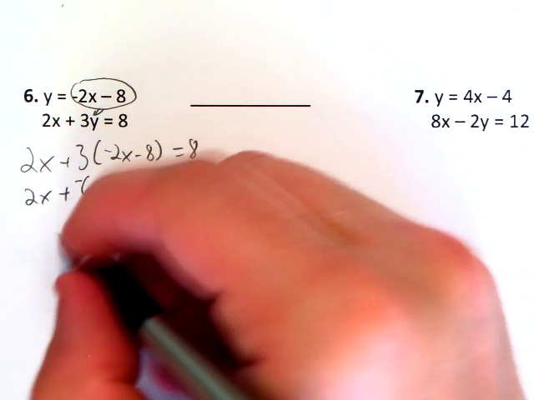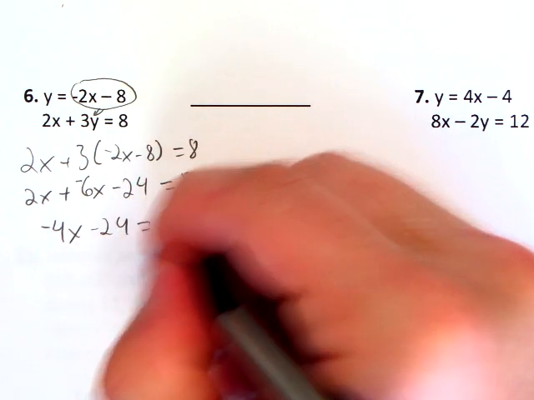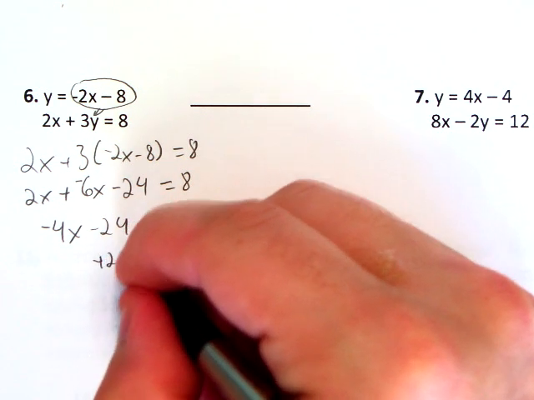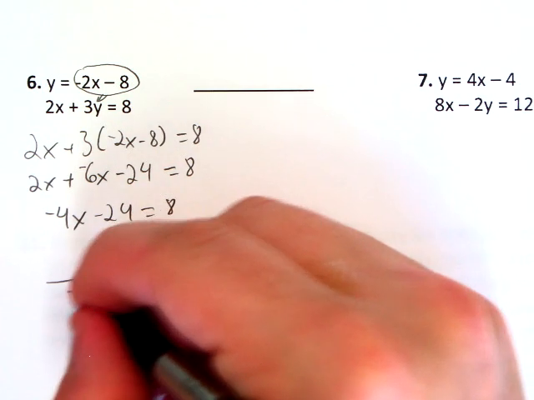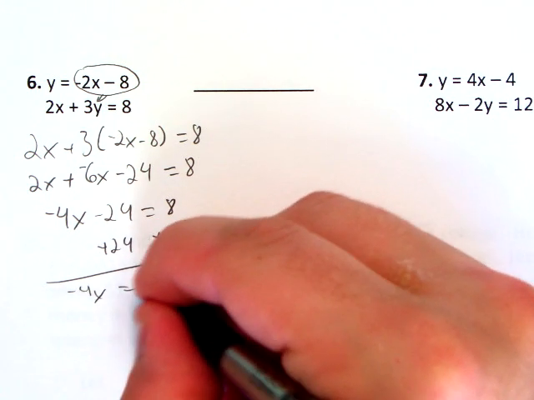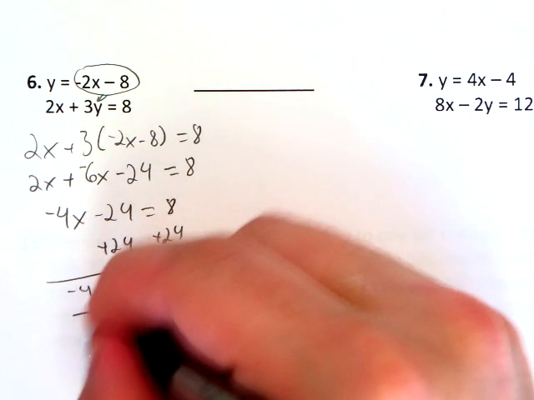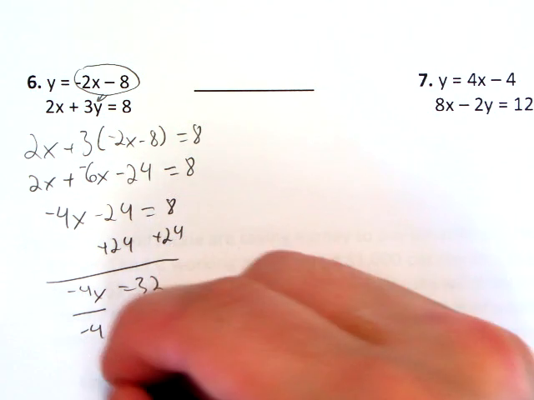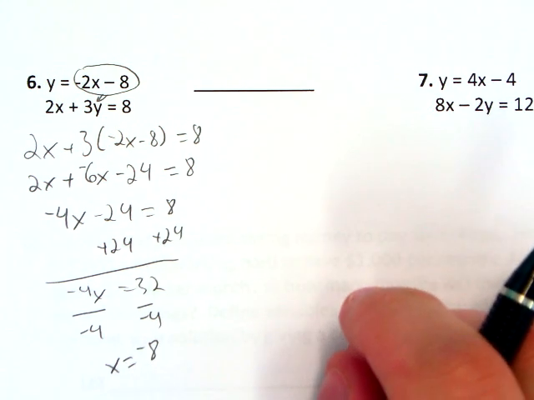Combine like terms. 2x minus 6x is a negative 4x. Minus 24 equals 8. Add 24 to both sides to start solving my two-step equation. And I have negative 4x equals 32. 8 plus 24 is 32. Divide both sides by negative 4, and I get x equals negative 8.